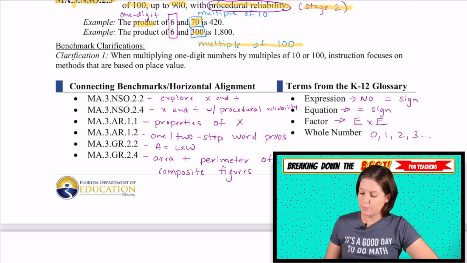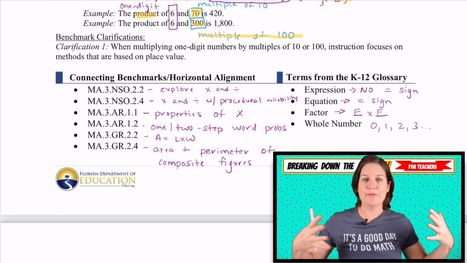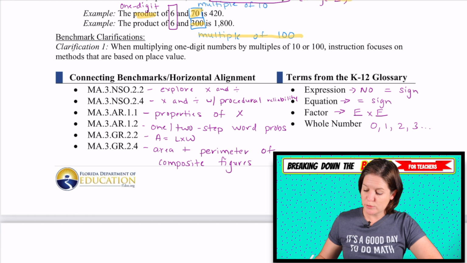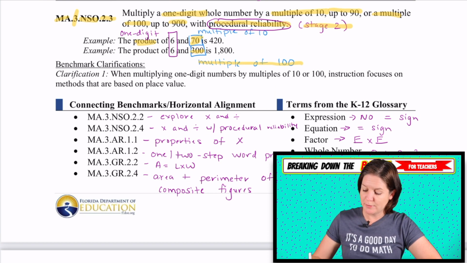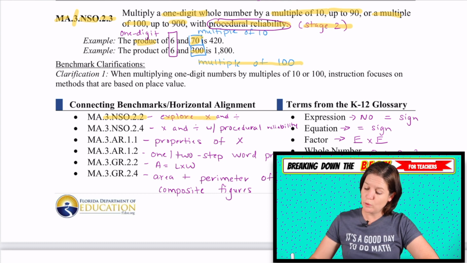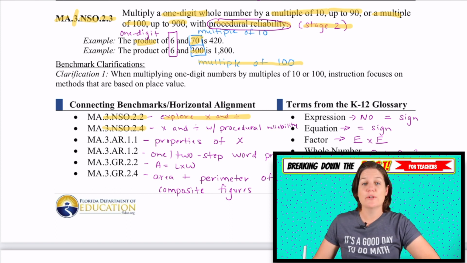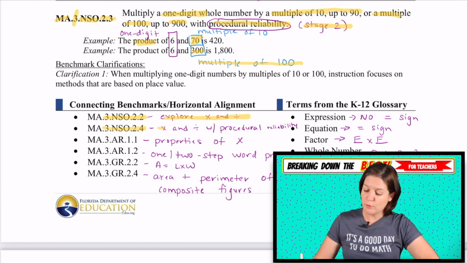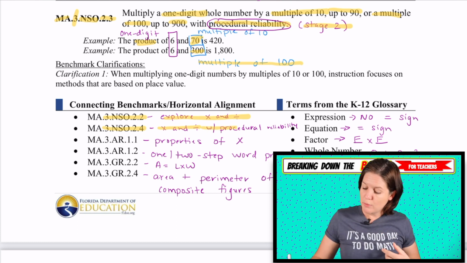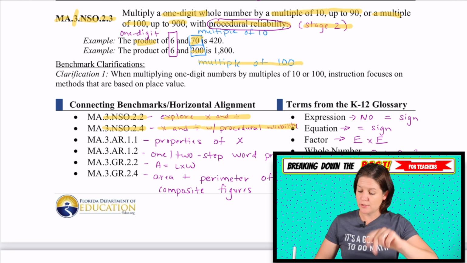Before we dive a little bit deeper into the standard, let's talk about how this one connects with other third grade standards. Because we're multiplying, we're definitely going to be hitting 3.NSO.2.2, which is exploring multiplication and division. Also, the next standard, 3.NSO.2.4, is multiplying and dividing. We're stepping it up from exploration into procedural reliability, stage 2.